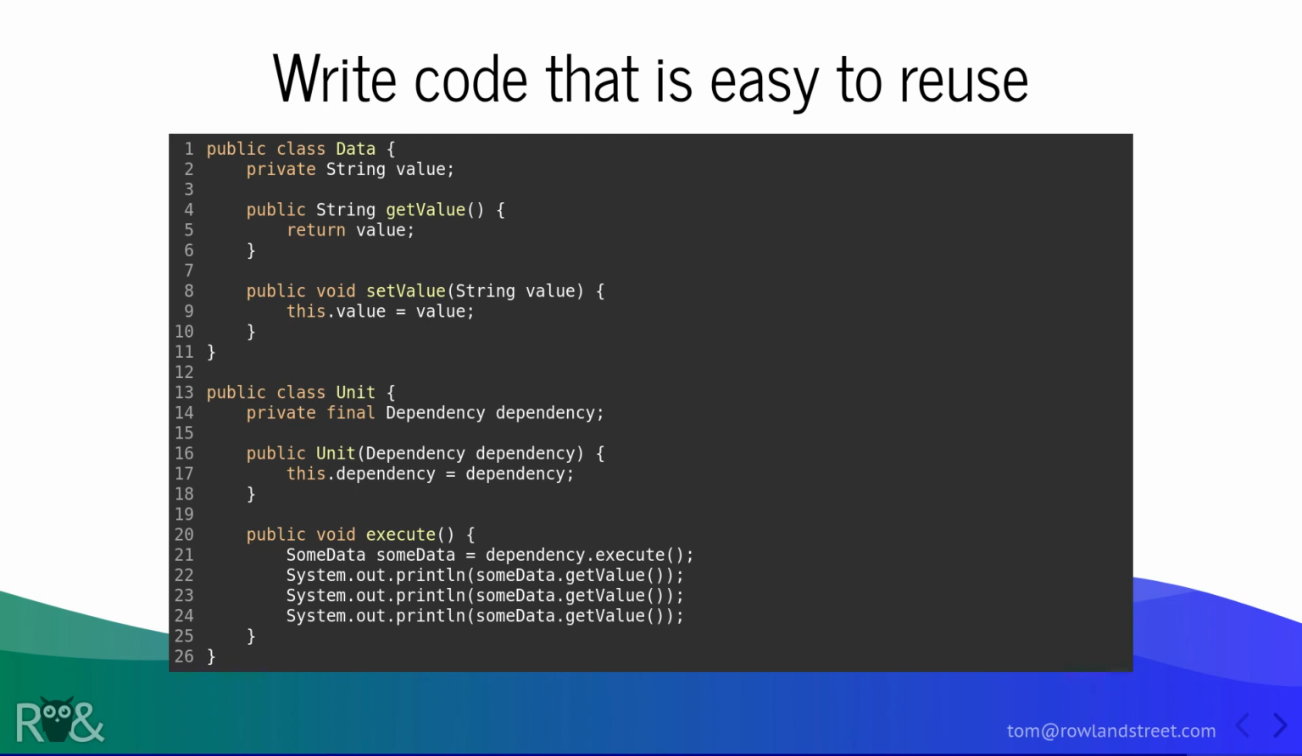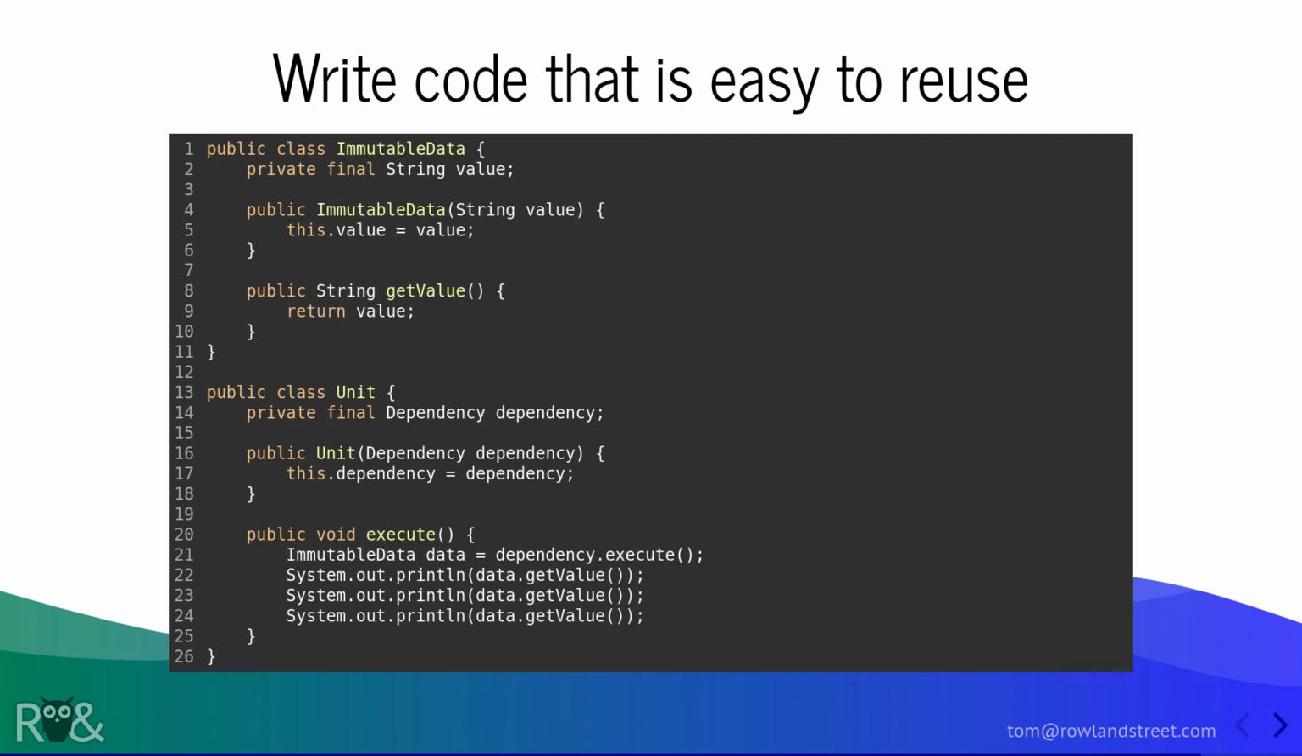And the question is, what is the output of this system? Are those 3 lines going to be the same? And the answer is that we have absolutely no idea. It may be that every single one of those system out print lines has a different value. That's because it may be that the dependency starts a new thread that constantly changes the value of the thing it returns. And so this isn't good code to reuse.